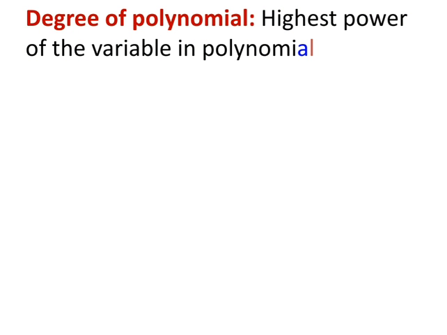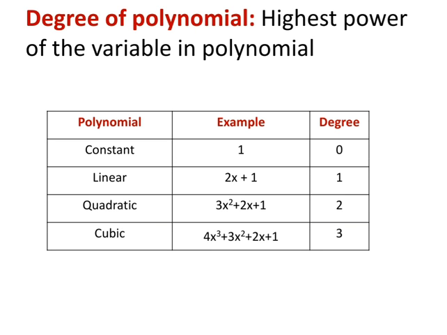Then degree of a polynomial. The highest power of the variable in a polynomial is the degree of the polynomial. Example, okay, we see the tabulation.